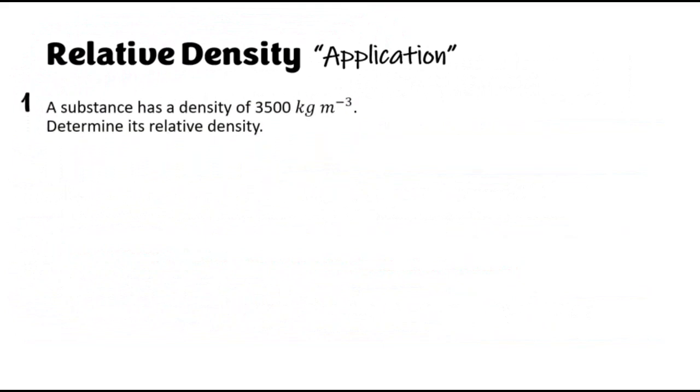Question 1 says, a substance has a density of 3,500 kilograms per cubic meter. Determine its relative density. And of course, first thing we do is to record what we got in the question. So I'm going to shorten it to density of substance, just sub. And then of course, remember we have the density of water as a constant.